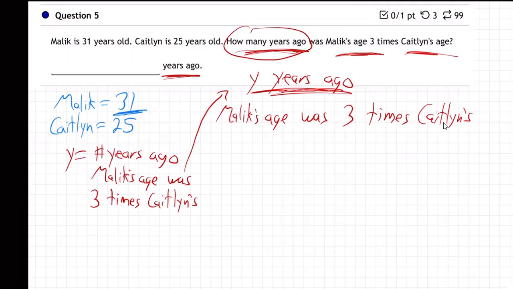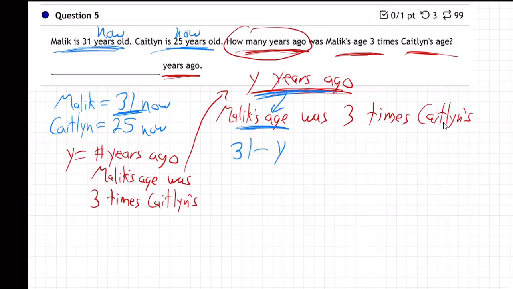Malik is 31. Now, we know this means now, right? When somebody says Malik is 31 years old, they mean now. And Caitlin is 25, they mean now. So what was Malik's age Y years ago? It's going to be 31 minus Y, isn't it? Does that make sense? If Malik is 31 now, then Y years ago, she was 31 minus Y. You got to subtract how many years ago.